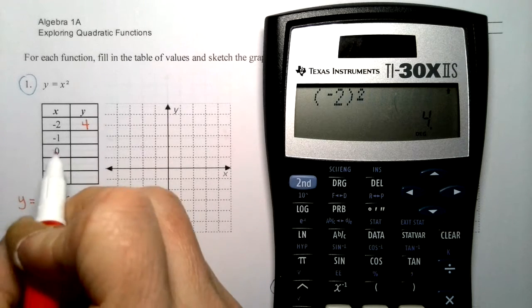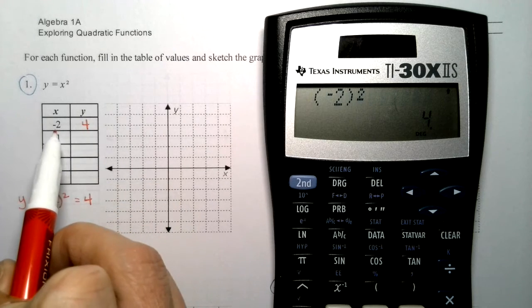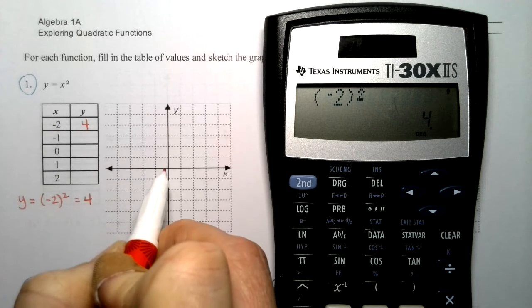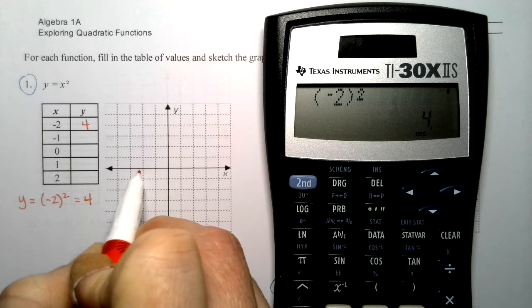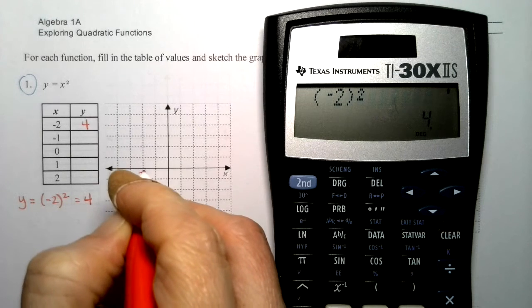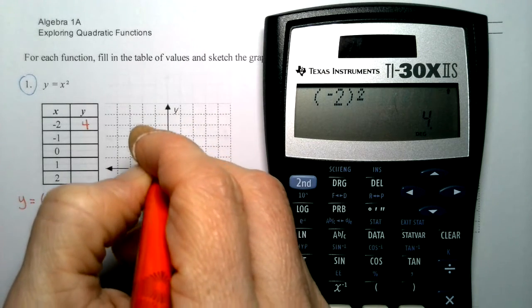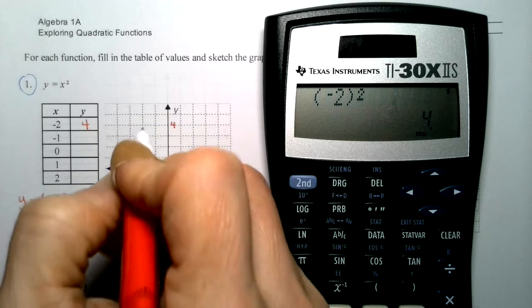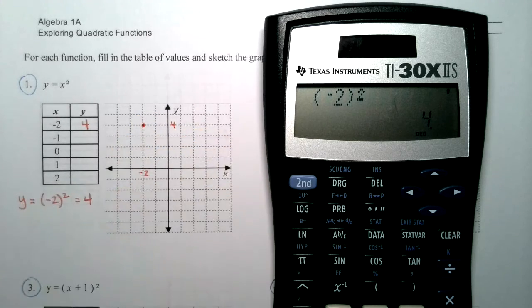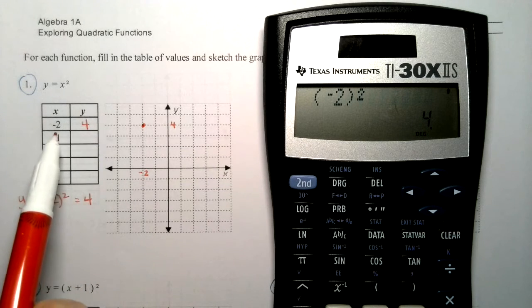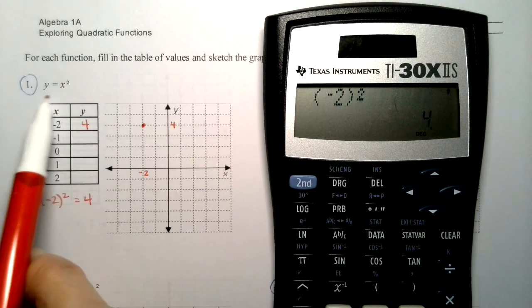So now we'll look at what happens. When x is -2, y is 4. If I'm going to graph that, -2 on the x would be right here. And 4 for the y would be 1, 2, 3, 4, up here. And so this point right here is -2, 4. And those values make this equation true.